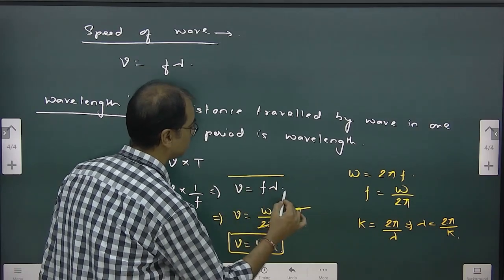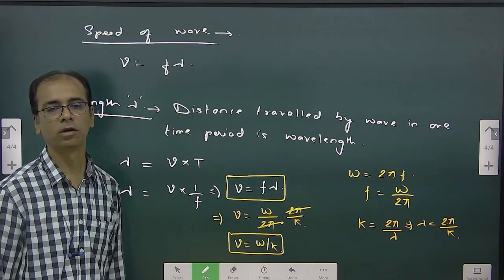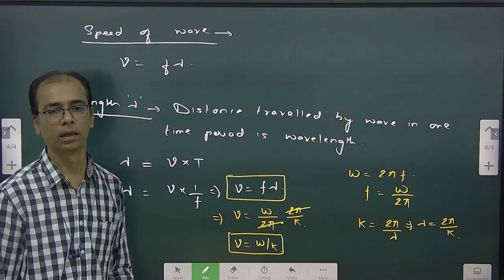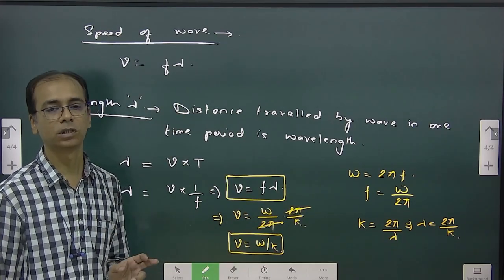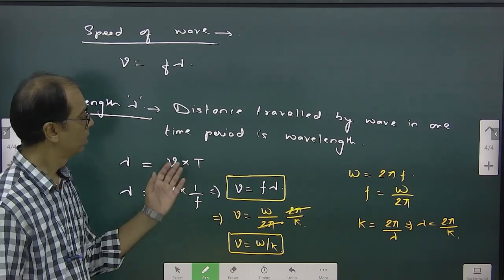Okay, this is one formula and this is the other formula. The speed of wave is omega by k. k is the propagation constant, omega is the frequency, the angular frequency. Okay, note that.